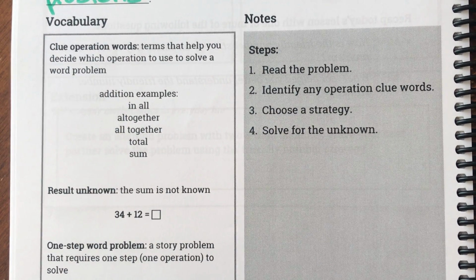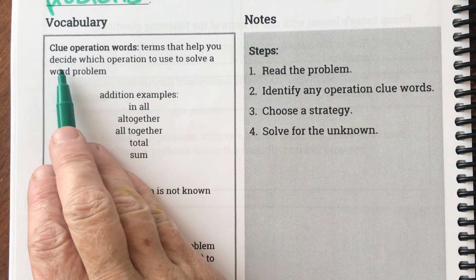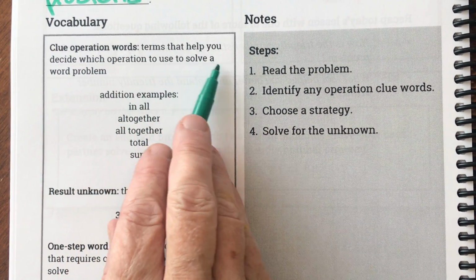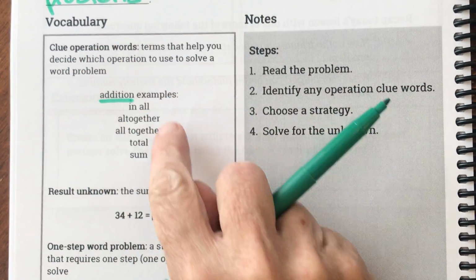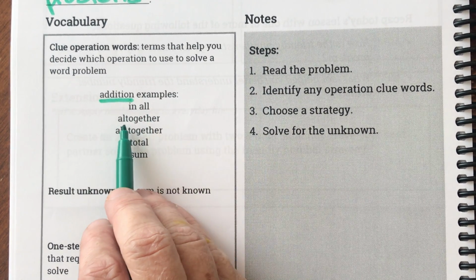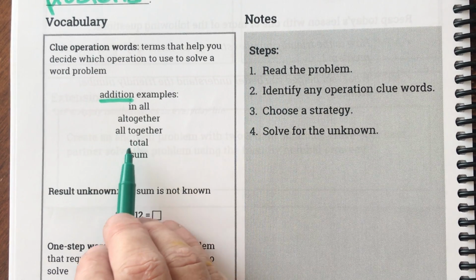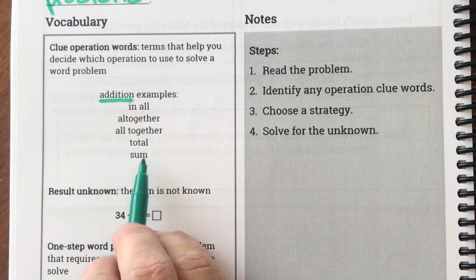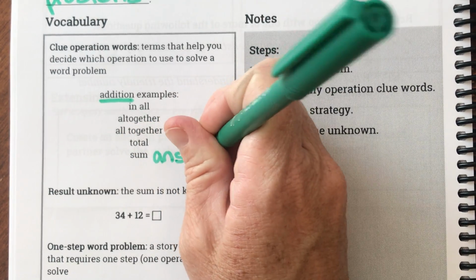And we see something called clue operation words. Terms that help you decide which operation to use to solve a word problem. So we're doing addition right now, and here's some words that we might see in a problem. We might see altogether as one word, or all together as two words, total, or sum. Remember, sum means the answer to an addition problem.